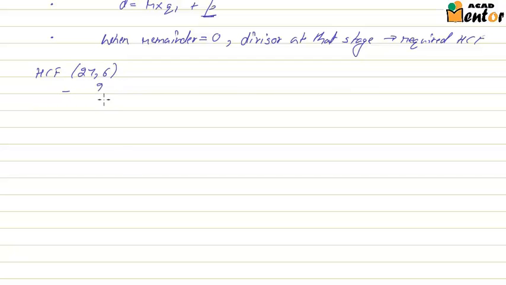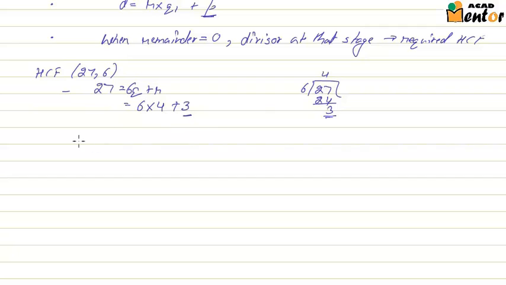27 and 6. So 27 would become 6Q plus R. In order to find the values of Q and R, we'll divide 27 by 6. The quotient would be 4 in this case and the remainder will be 3. So 27 becomes 6 multiplied by 4 plus 3. We check if the remainder is 0. It's not, the remainder is 3.